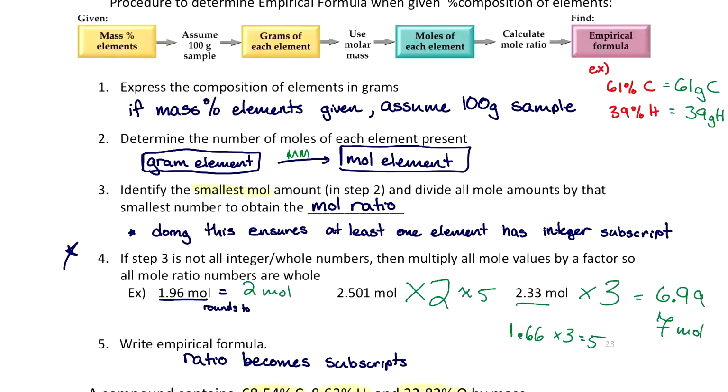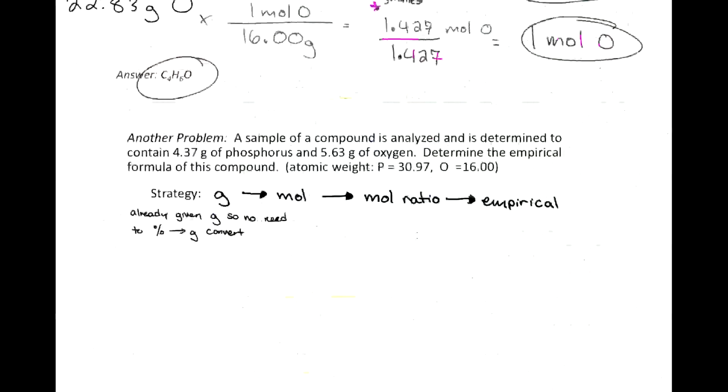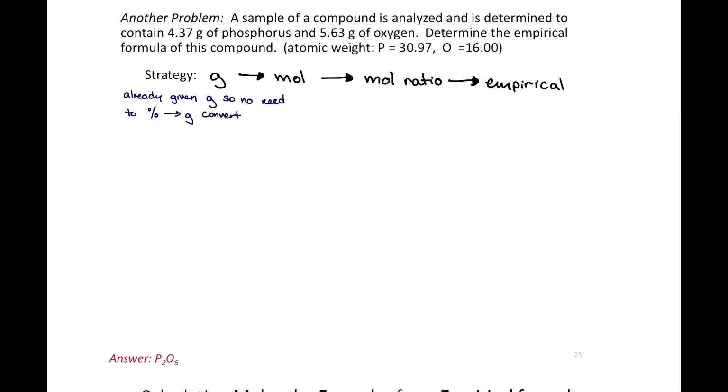So let's do an example that actually doesn't have a whole number, and we'll have to do that. So don't round if the number is not very, very close to an integer value. All right, so here's another problem. We have a compound and it's analyzed to contain 4 grams of phosphorus, 5 grams of oxygen.